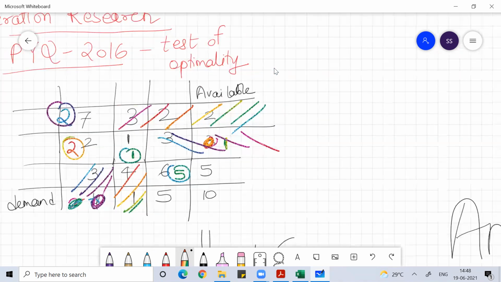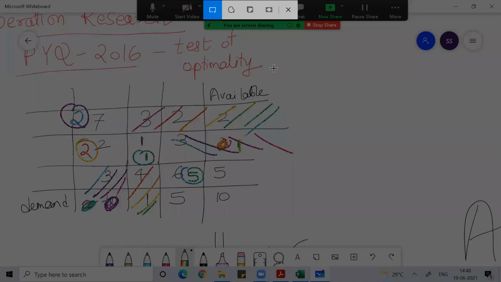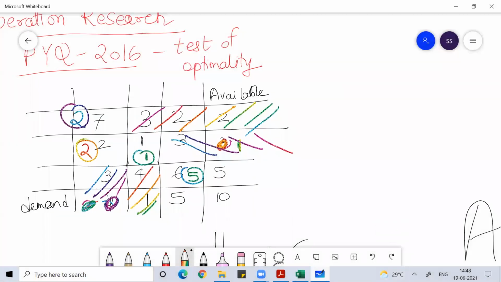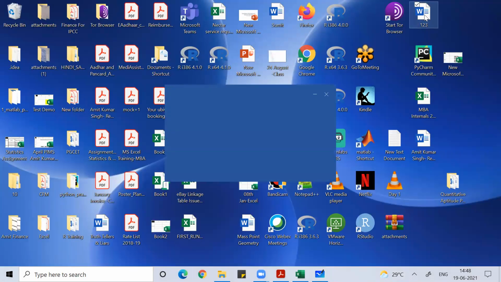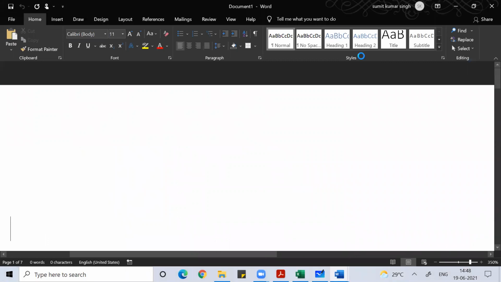So the solution what I got, let me see, do I have a pen or pencil? One minute, let me take the screenshot of this. This is the solution what I got.